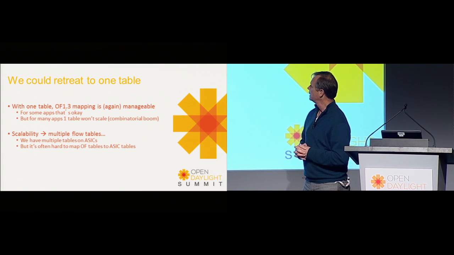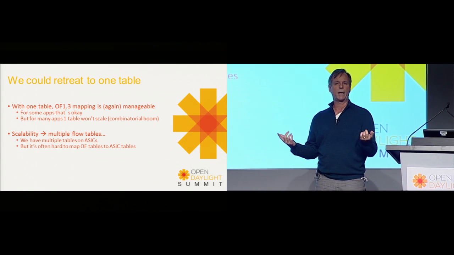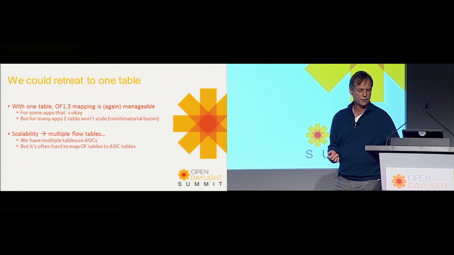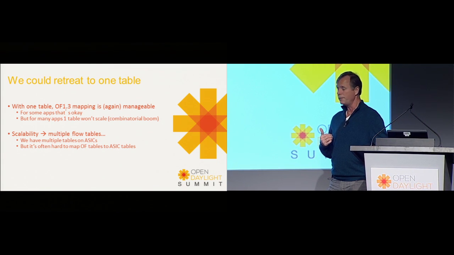I've jumped ahead of myself. We could retreat. There's 2 things we could do. We could go back to the single table. We've already talked about why that's not attractive, because even though some applications could maybe live with that, it doesn't really scale across broad applications. So what we need is multiple tables, and we need to have a way to map that onto ASICs.